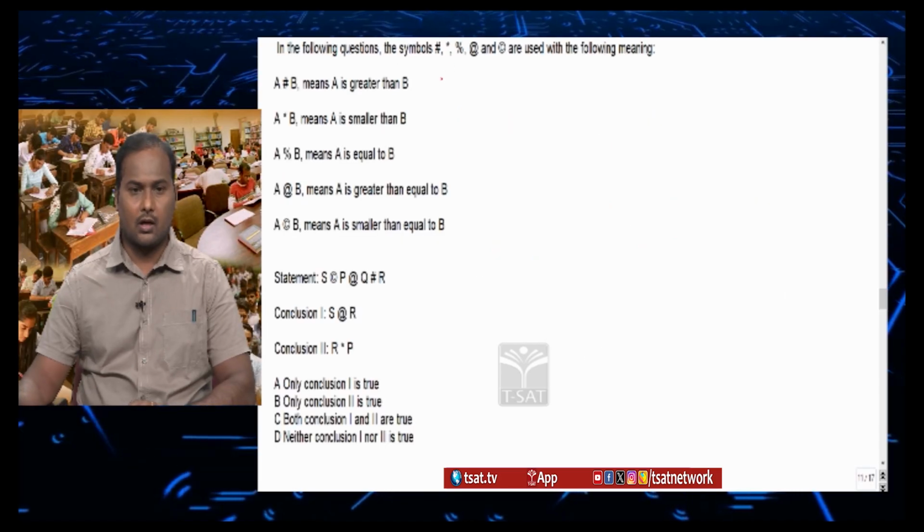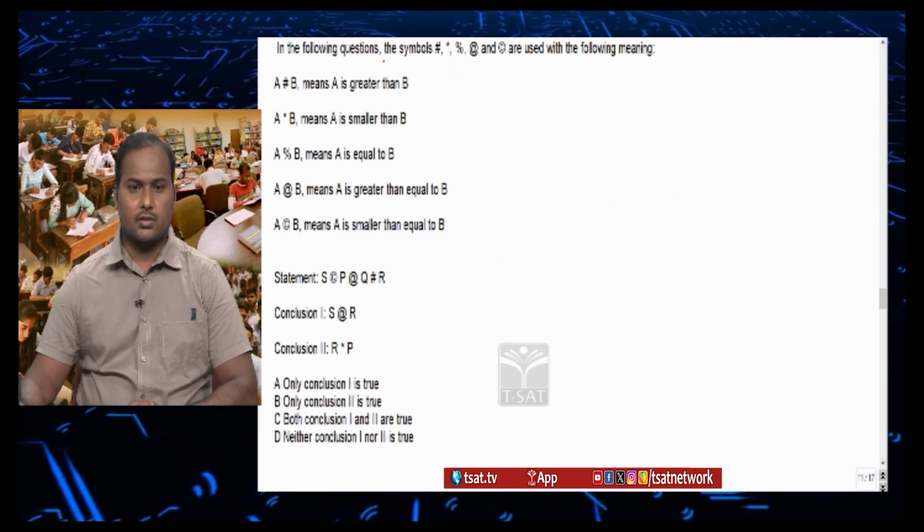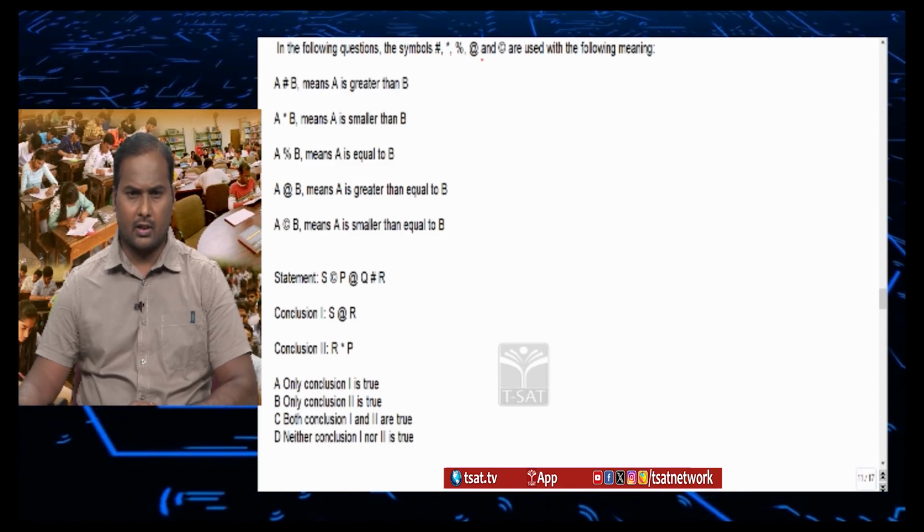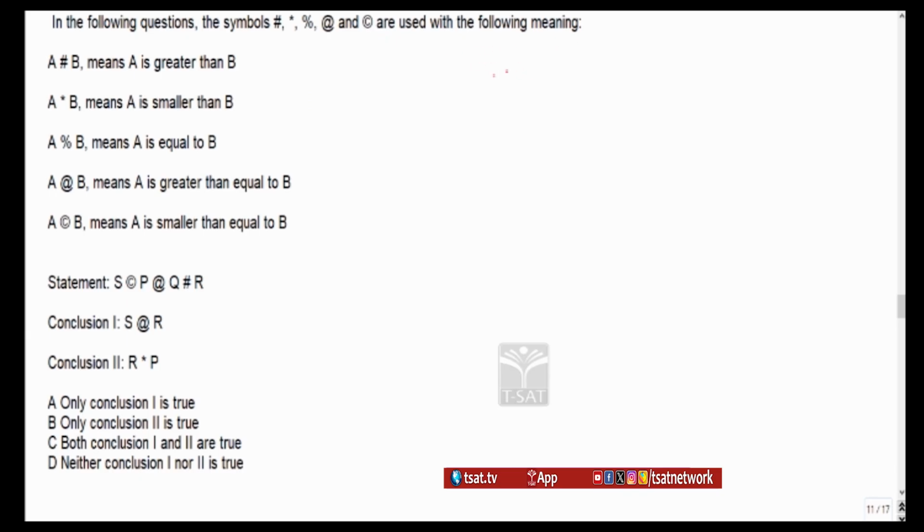In this case, there are many symbols. In the following questions, these are the symbols: #, $, %, @, and C are used with the following meaning. What exactly is it saying? The symbol A # B means A is greater than B. So this symbol represents greater than. In the same way, we have A star B. This star represents A star B means A is smaller than B. So this is the smaller symbol.